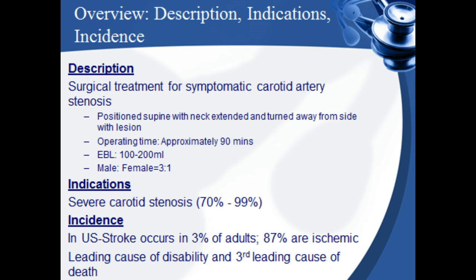CEA significantly lowers the stroke risk in comparison to medical management in males with severe carotid artery stenosis of 70 to 90%, and modestly reduces stroke with 50 to 69% luminal narrowing. Risk reduction in stroke is small, around 1% per year for the first few years, but then increases with long-term follow-up. As far as incidence, approximately 3% of adults have experienced a stroke. Stroke is the leading cause of disability and the third leading cause of death in the United States. Approximately 80% of these strokes are ischemic.